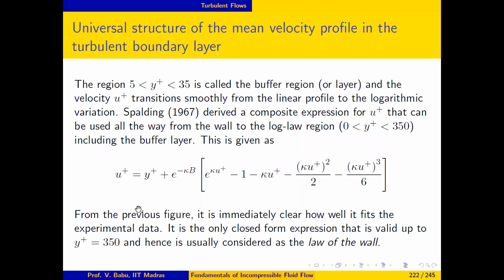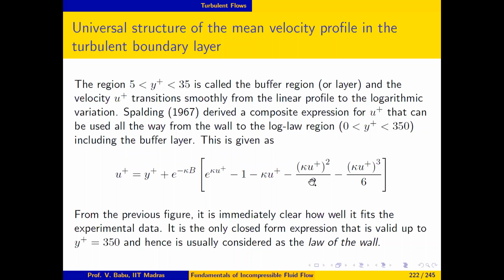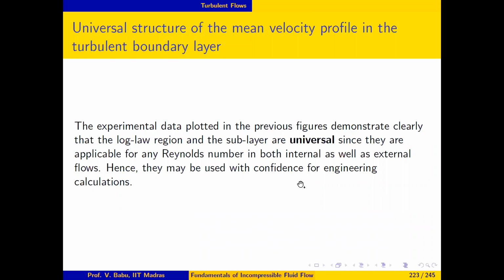It was also demonstrated that the velocity profile in the sublayer as well as the log region, for values of y from y equal to 0 all the way up to y plus of 350, is given by this expression where the constants b and kappa are known. Now in this lecture, we will see how this universal structure, particularly this expression, proves to be of tremendous use in carrying out numerical simulations of complex flows using RANS equations.